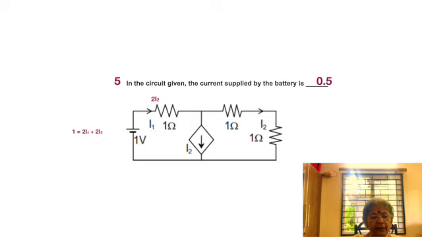Again, I suppose your attention has been called by the dependent current source right in the middle, which is equal to I2.